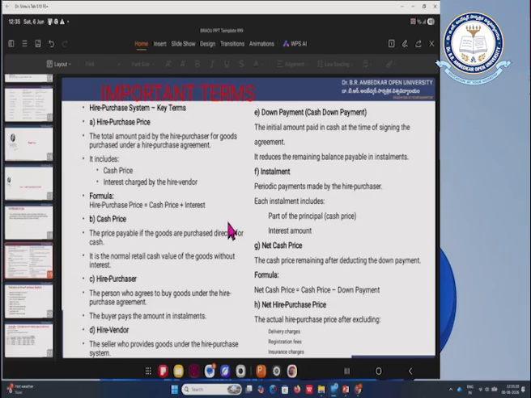The first one is hire purchase price. Hire purchase price means the cost of the product. The hire purchase price includes the cash price of the product and the interest charged by the hire vendor. The combination of cash price plus interest is called the hire purchase price.